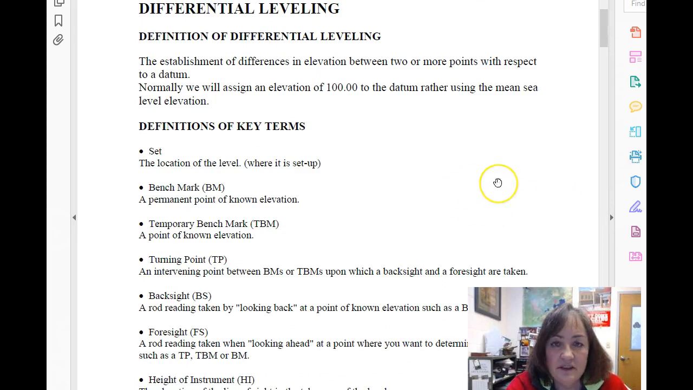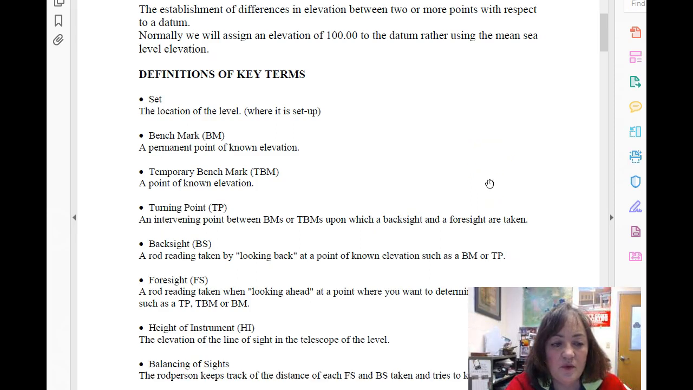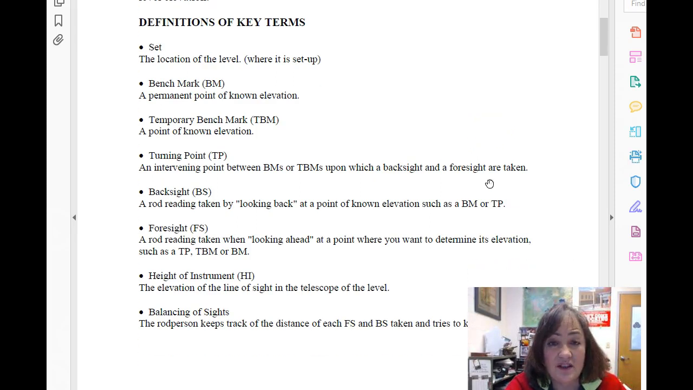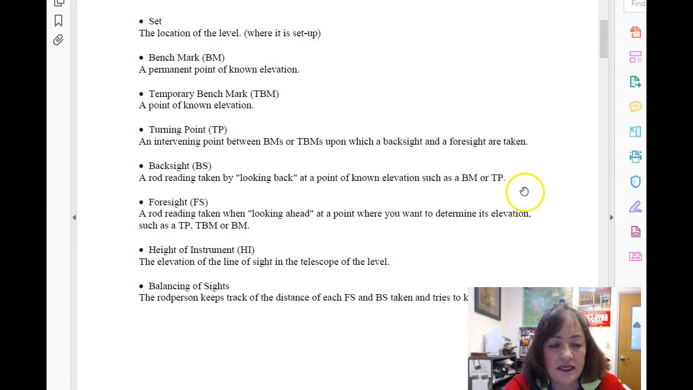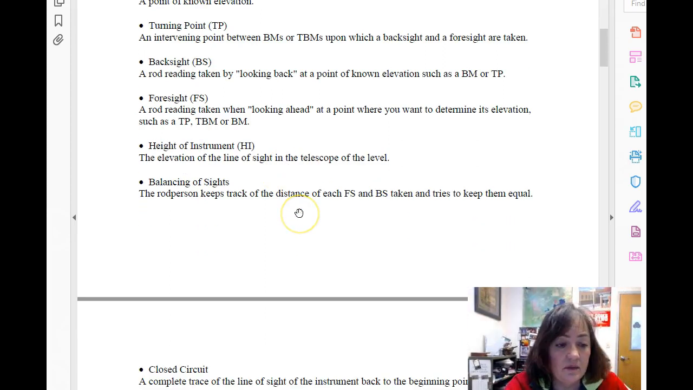So right here we have definitions of some key terms: set, benchmark, temporary benchmark, turning point, which is sometimes called a temporary point, backsights, and foresights. Backsights are sometimes referred to as plus sights. Foresights are sometimes referred to as negative sights. What these refer to is, when you have the instrument, the level, set up, and you go backward in your loop, which of course is relative, that's your backsight. When you go forward in your loop, that's your forward sight, or your foresight. The height of the instrument is the elevation from which you're shooting, which is a calculated number.